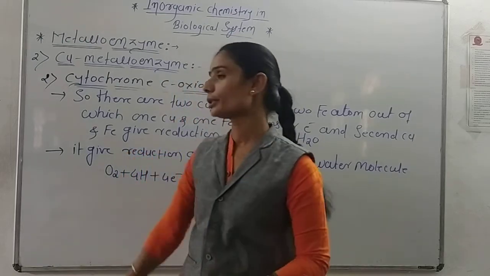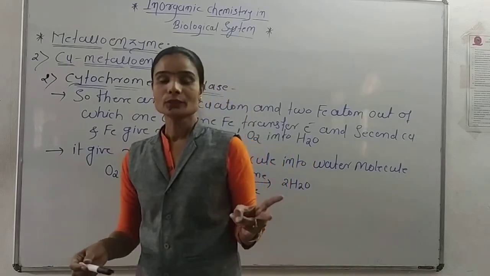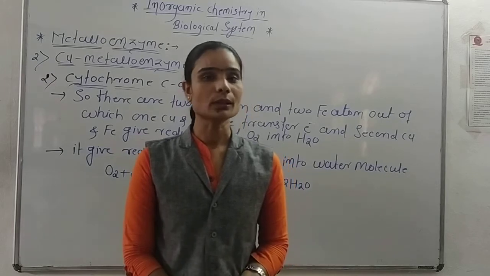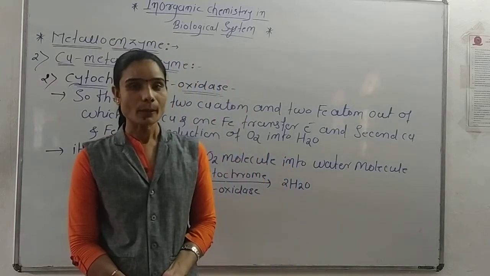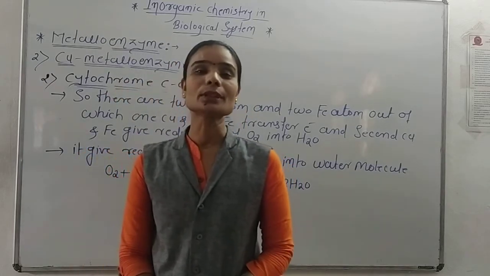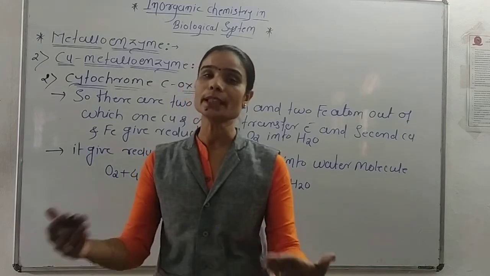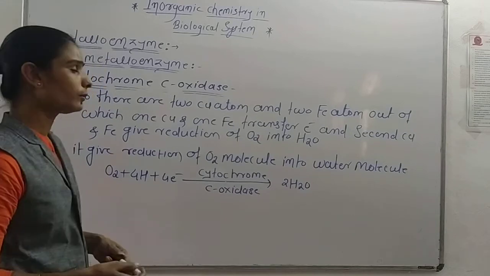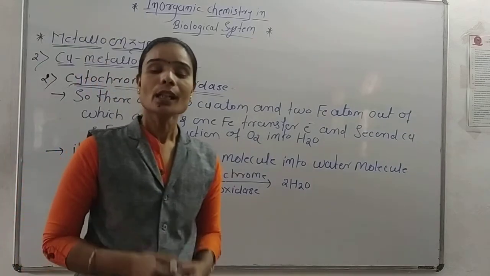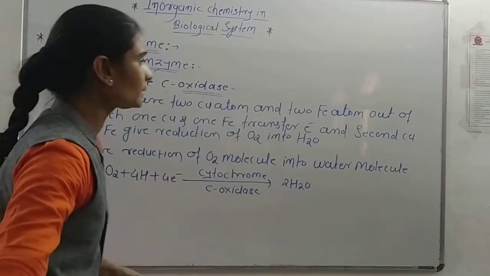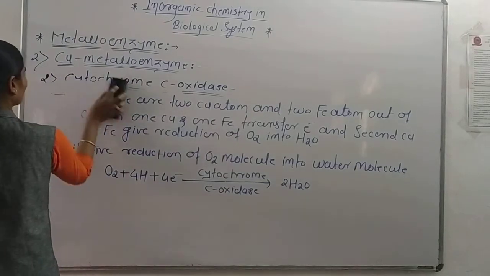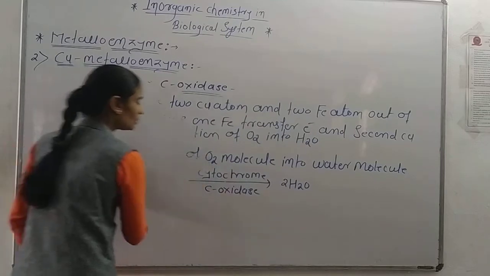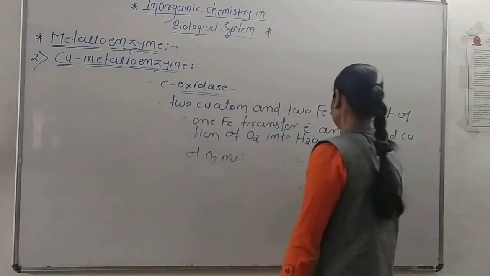into the water molecule. For that, one copper and one Fe atom transfer electron to the other Fe and other copper atom, and the other copper atom and other Fe atom give the reduction of oxygen into the water molecule. So this is the second metalloenzyme of copper, that is the cytochrome C oxidase. Now the last or third copper metalloenzyme is superoxide dismutase.